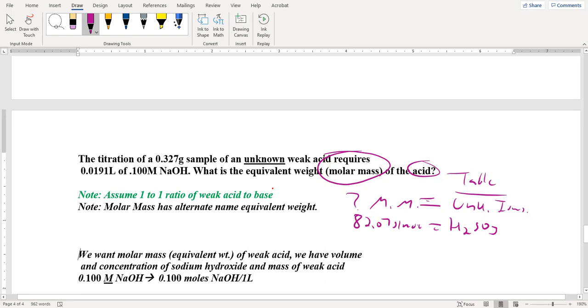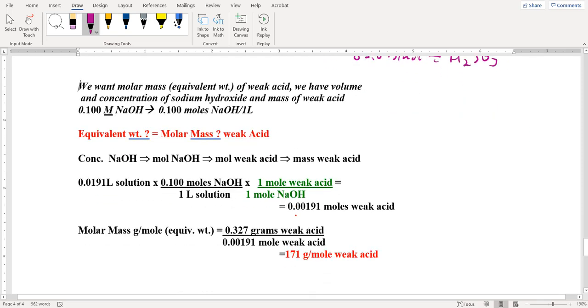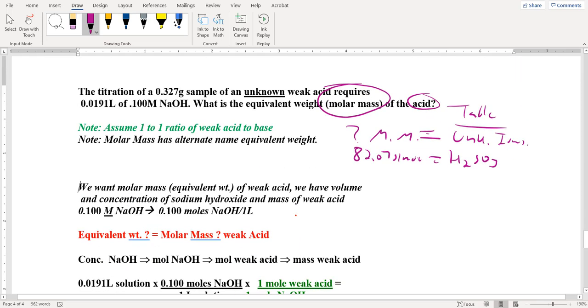So this is a cool technique to figure out the molar mass of not only a known acid but an unknown acid, if you want to play detective and figure out what acid you're dealing with. Now, a couple things you need to know. We have to assume, in this case, it's a 1-to-1 ratio. If it isn't, then that makes things much more complicated.